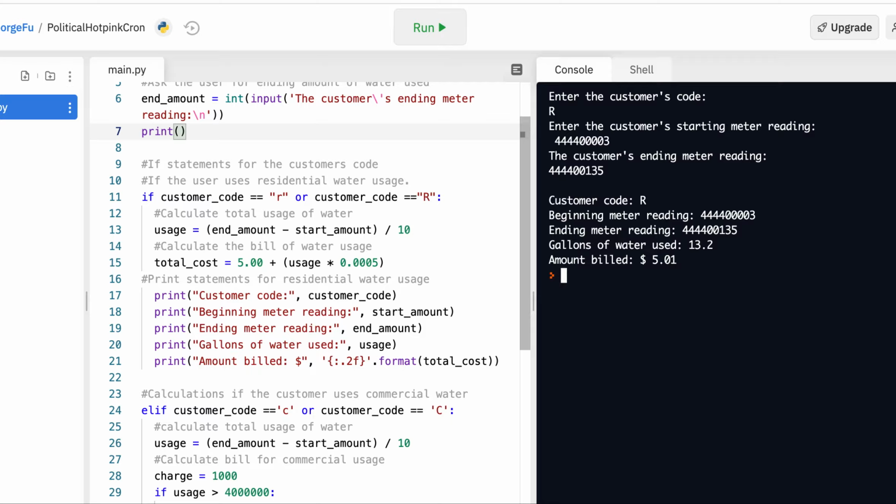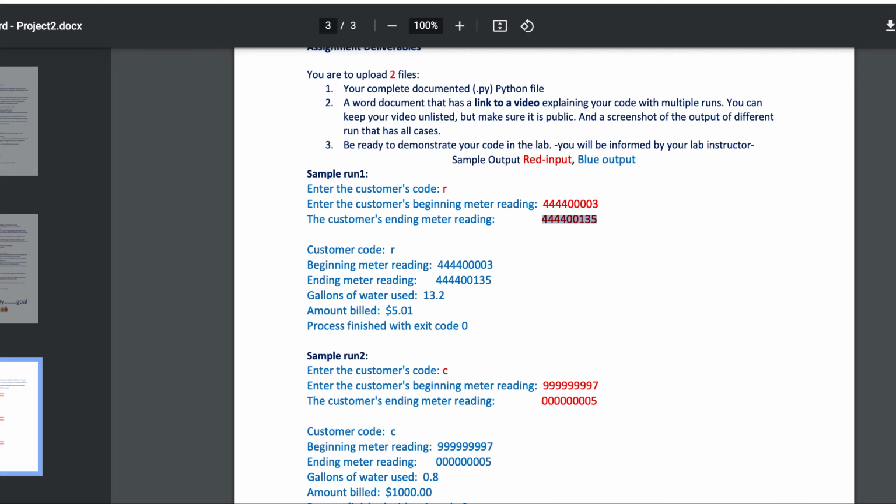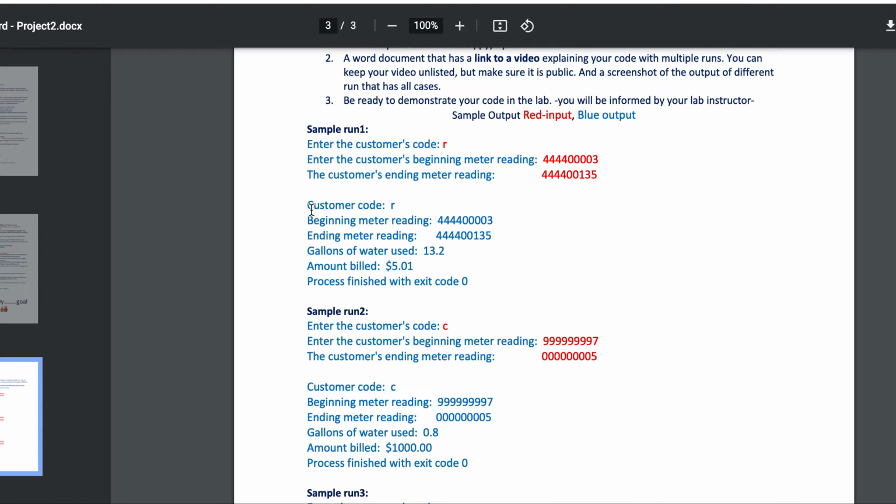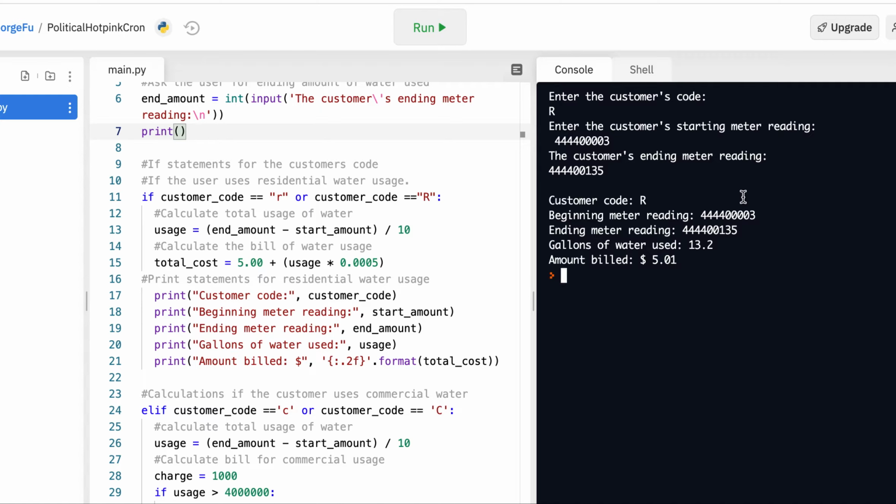It gives you the exact same output that we were looking for. The customer's code is residential, also known as R. Then it gives the beginning reading, which we just input, and the ending reading is the exact same thing. The gallons of water used is the ending minus the beginning divided by 10, and that's why it's 13.2, and the amount billed is $5.01. This matches the output in the instructions exactly. We got the exact same thing as sample run 1, which means our residential code is perfect because each of these numbers matches the output we generated.